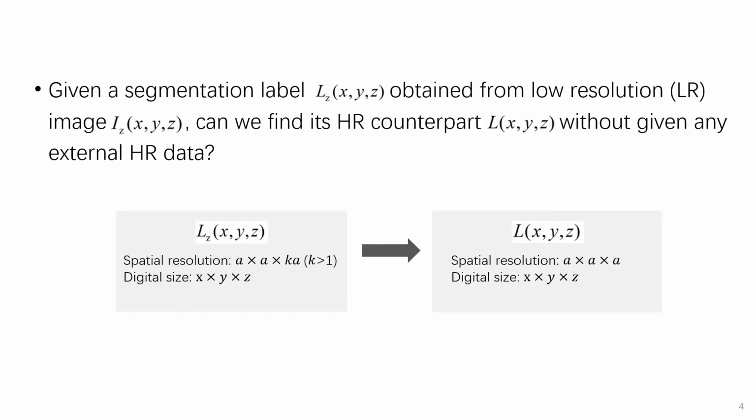So here comes the problem. Given a segmentation label LZ obtained from the low-resolution image IZ, can we find its high-resolution counterpart L without giving any external high-resolution data?